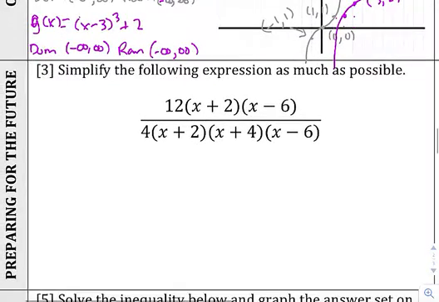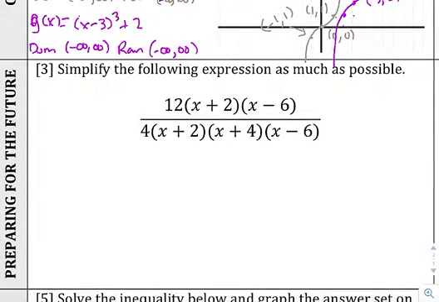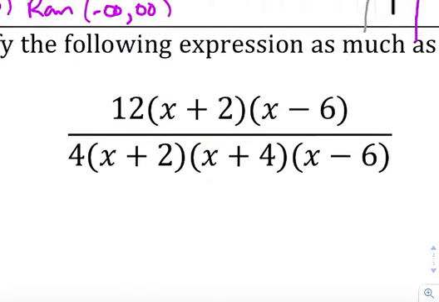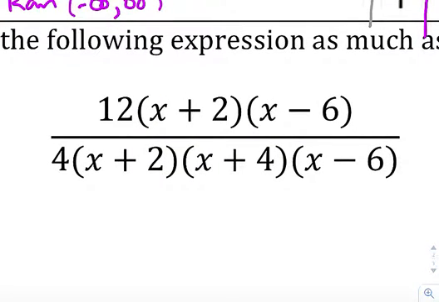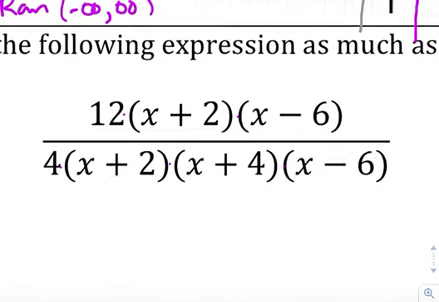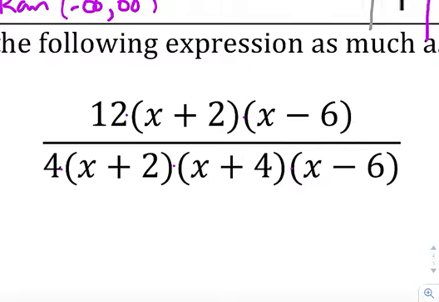Let's do a little preparing for the future. I want to simplify this expression as much as possible. Now, the key feature that you need to realize here is that everything's being multiplied. Whether it's a number, a factor, a binomial, or just numbers, this is all multiplication. Now, I do have addition and subtraction, but since that's all in parentheses, that's going to be trapped in those parentheses, and so we're still multiplying factor by factor here.